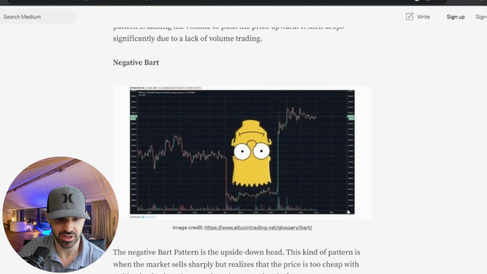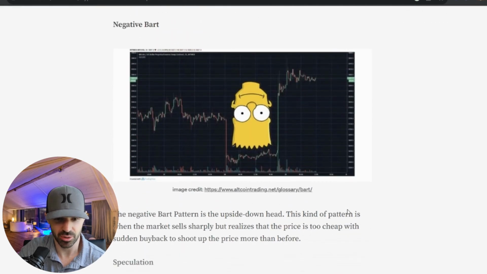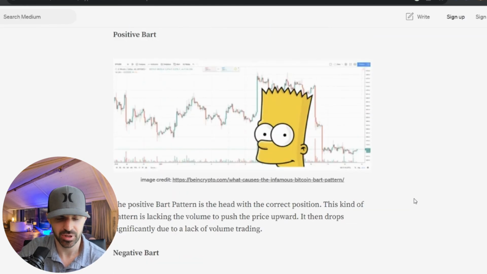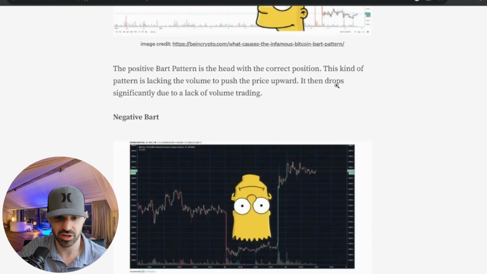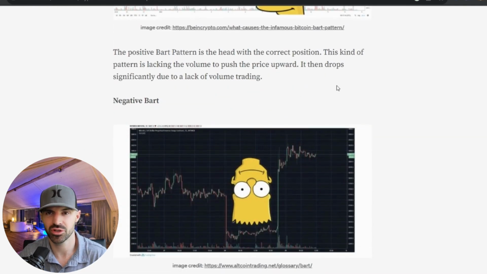So the negative Bart pattern is the upside down head. This kind of pattern is when the market sells sharply, but then realizes that the price is too cheap and suddenly buys back to shoot up the price more than before. So usually when I see these types of patterns, especially when it shoots up really quickly and it consolidates, straight away I can see it, and I'm very aware that price can suddenly drop downwards. But yeah, I do see this quite a lot, and I'm sure you will as well.